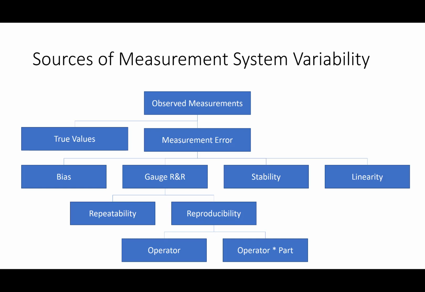The reproducibility, being from person to person, could be from within a specific person. So just switching one operator to another operator will give multiple values. Or it could also be operator to part. So for example, when you have 10 operators measuring this part, you get very consistent results. However, this next part, when you have 10 operators measuring it, they get very inconsistent results from part to part.